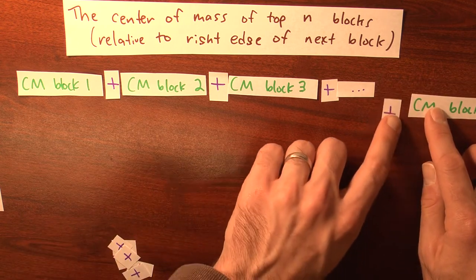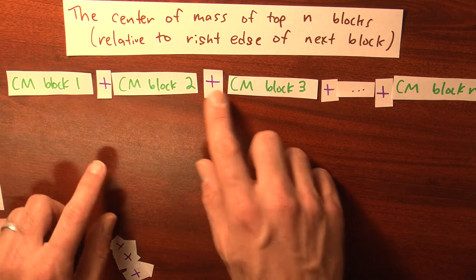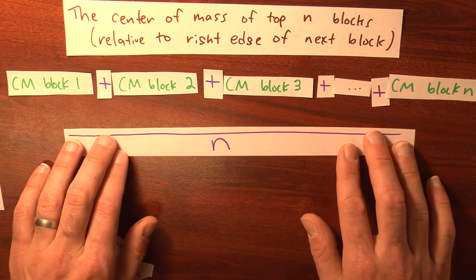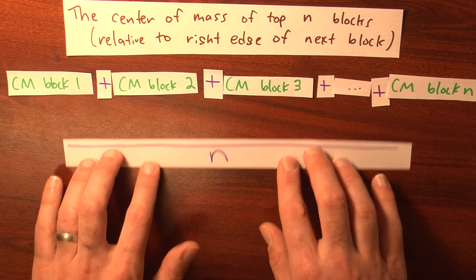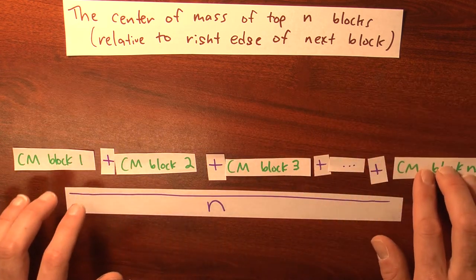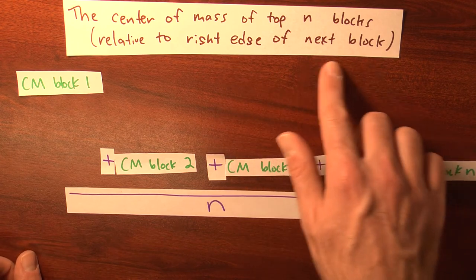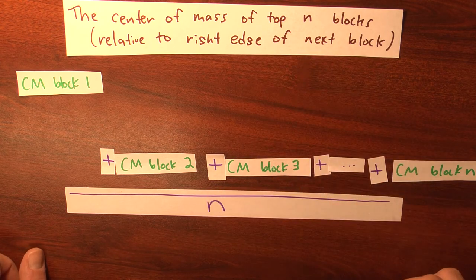All right, so I'm going to add together these x coordinates, and then once I've added together these x coordinates, to average them, I need to divide by n. Okay, so I just got to figure out where these blocks really are in space. So first of all, where's block number one? Where's the top block relative to the next block under this collection of the top n blocks?